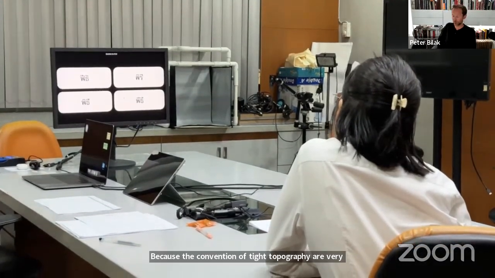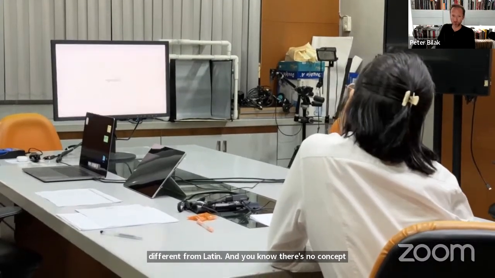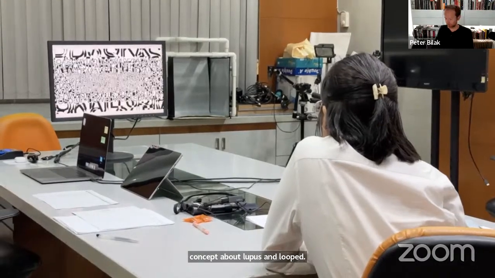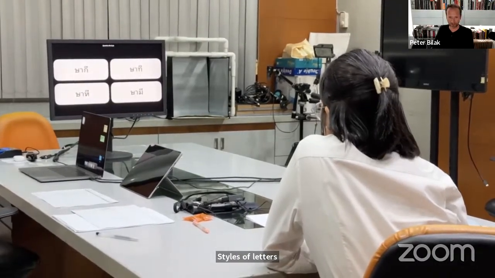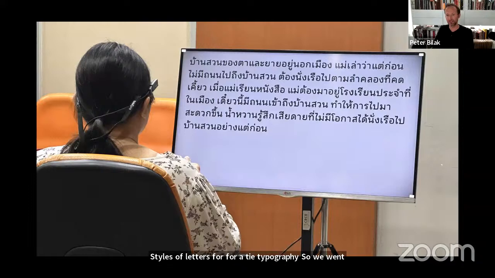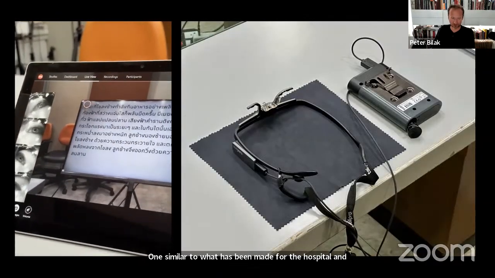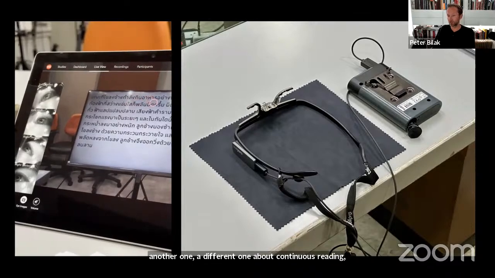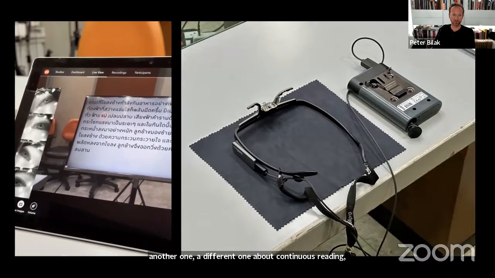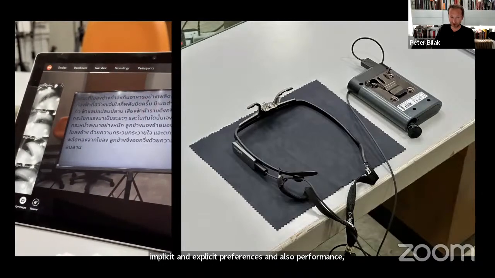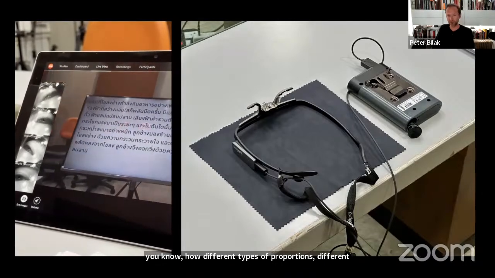And there's no concept of serifs and sans, but there's a similar concept of loopless and looped styles of letters for Thai typography. So we went there and organized a different set of experiments, one similar to what has been made for the hospital, and another one, a different one, about continuous reading using eye tracking devices. They were able to measure implicit and explicit preferences, and also performance, how different types of proportions, different types of letters affect reading performance.